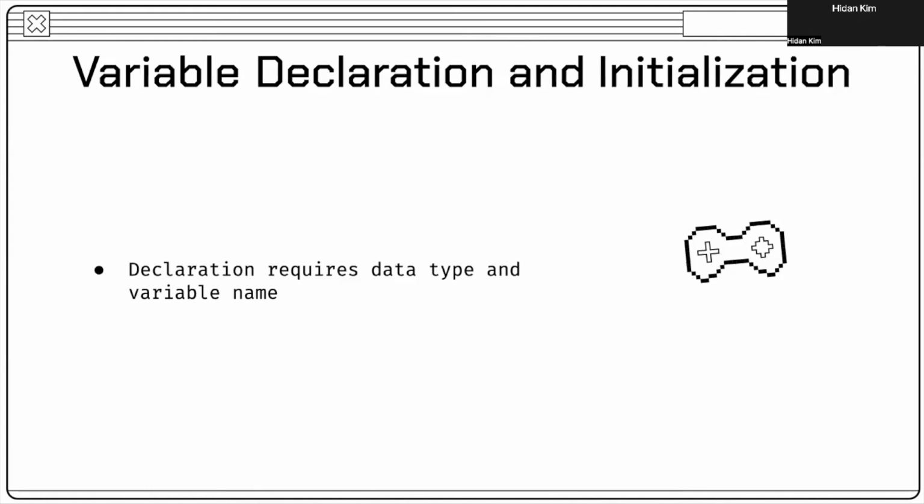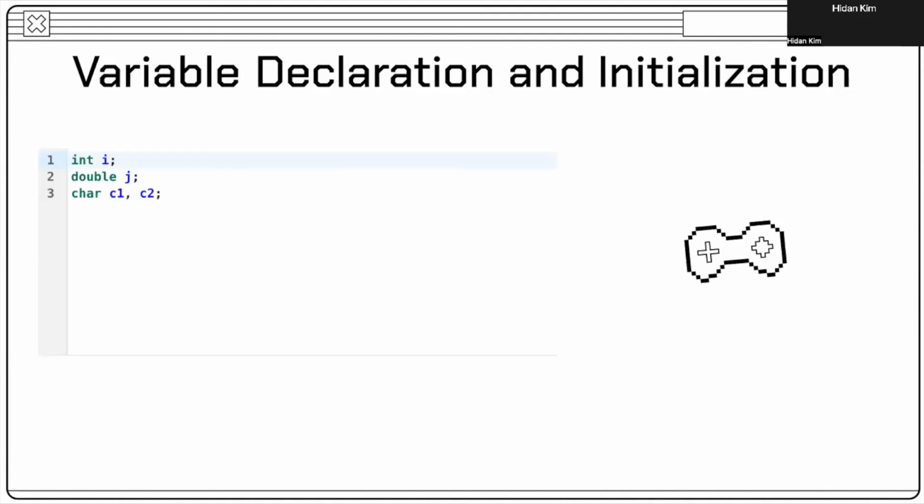Variable declaration and initialization is a crucial step in using primitive types and variables further onto the course. Declaration is a process which requires data type and variable names. The data type is expressed on the left, such as int, double, and char. i, j, c1, and c2 on the right are all variable names.